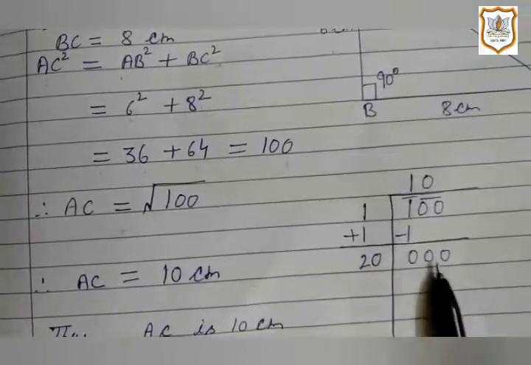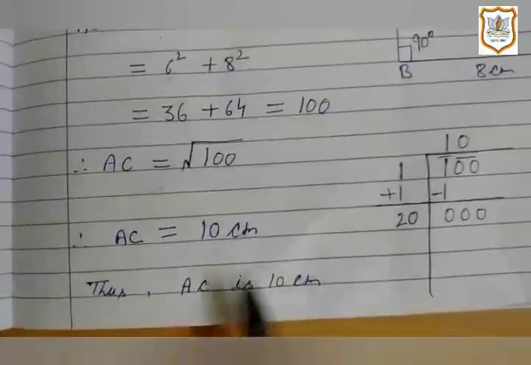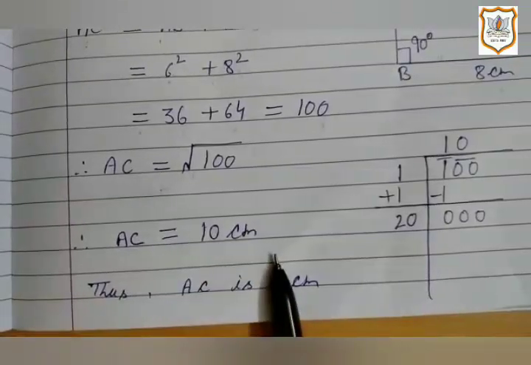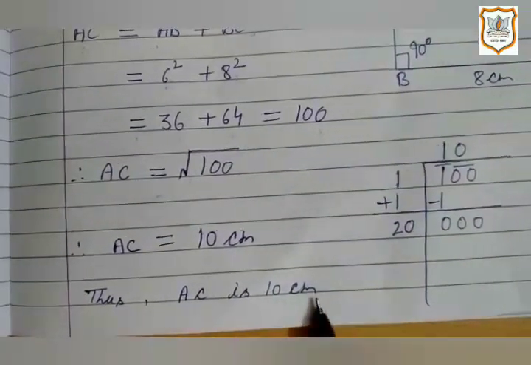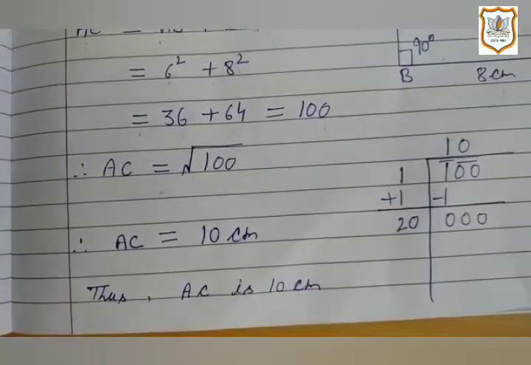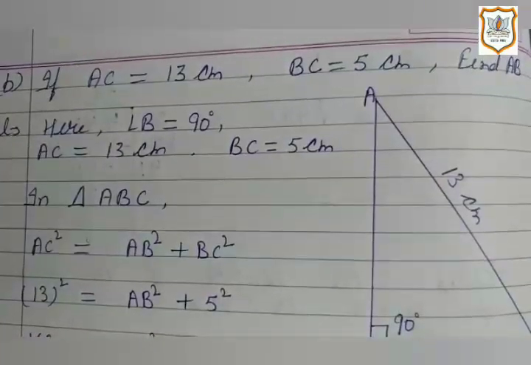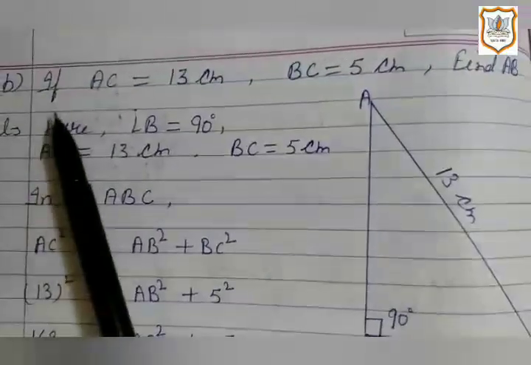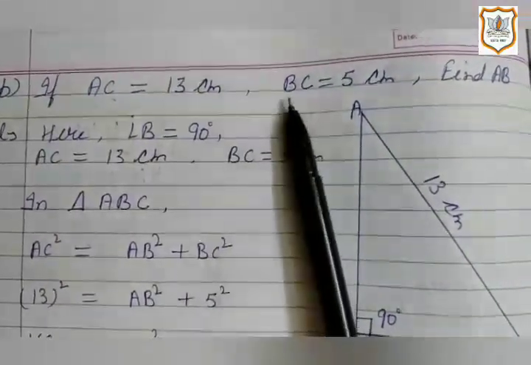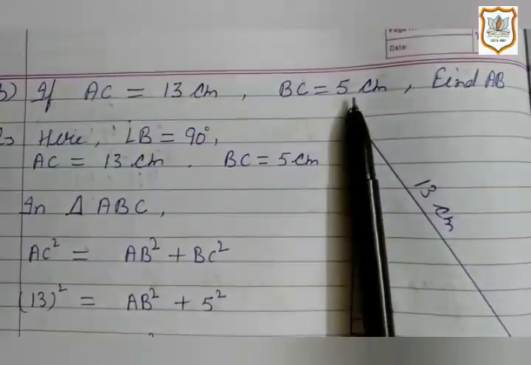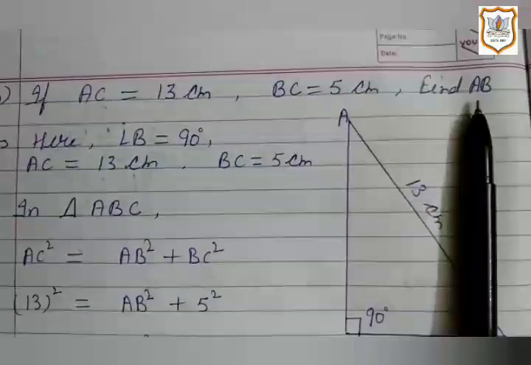We find square root of 100 by division method. So we get AC equal 10 centimeter. Thus AC is 10 centimeter. Now we solve part B. In part B, if AC is 13 centimeter and BC is 5 centimeter, find AB.